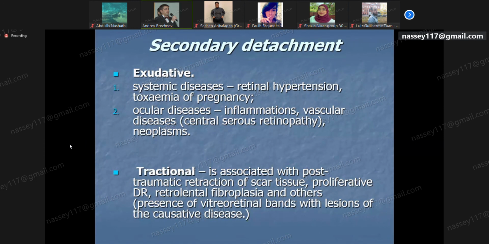Tractional detachment, as I said before, is associated with post-traumatic retraction of scar tissues, or in case of proliferative diabetic retinopathy, different types of other proliferative processes inside the eyeball. And this type of detachment is characterized by presence of vitreoretinal bands with lesions of the causative disease. Different types of surgery are used.